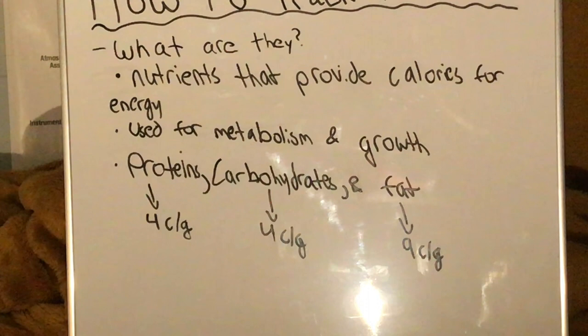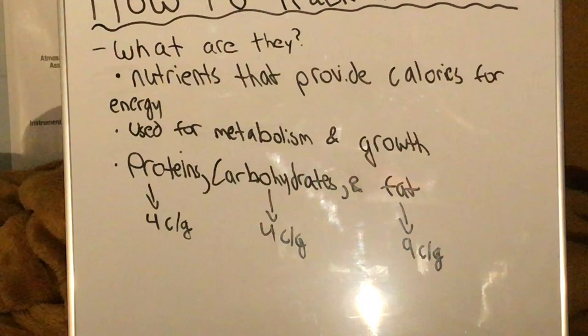And the three macronutrients are proteins, carbohydrates, fat. So protein and carbohydrates, 1 gram of each of those is going to account for 4 calories. And for fat, 1 gram of fat is going to be equivalent to 9 calories.